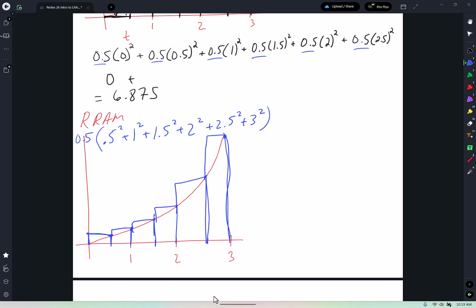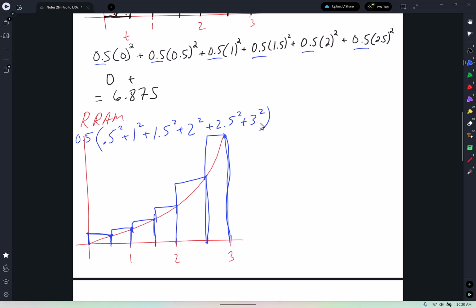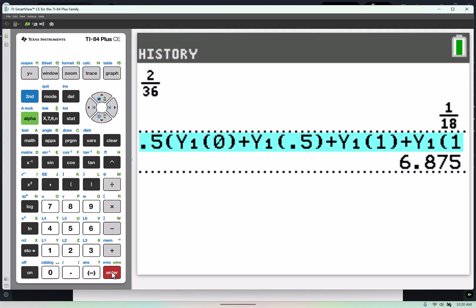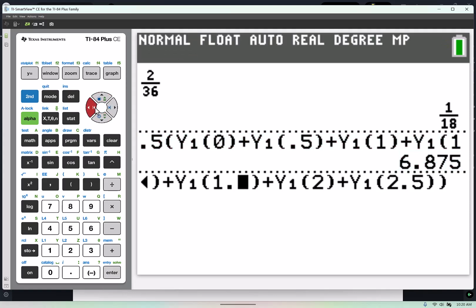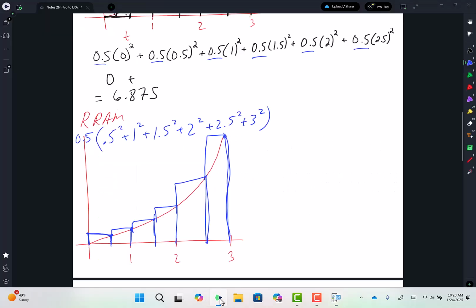Can someone do this and type it in the calculator? It should be a number definitely bigger than 6.875. What'd you guys get? 11.375? Yeah, that's what I got.